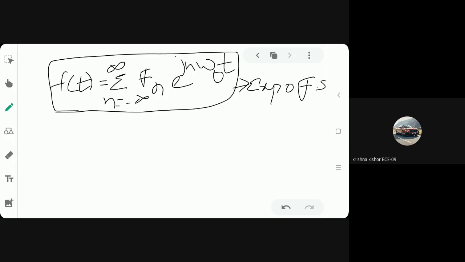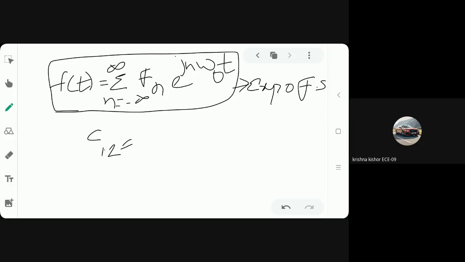Now the general exponential Fourier series representation of any signal f of t, where f of t is a periodic signal, is f of t equal to summation n equal to minus infinity to infinity Fn into e power jn omega naught t. Right? Here the unknown constant is Fn, which we need to calculate. Can you recall how we calculated C12 in the representation?